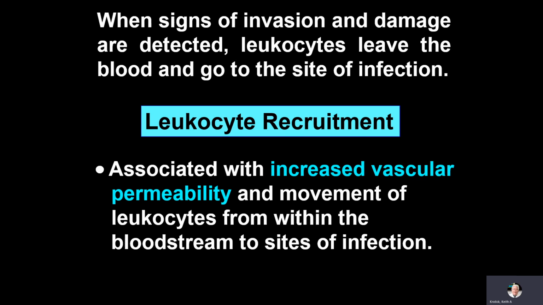Okay, associated with increased vascular permeability. Vascular permeability is just how easily fluids and cells can get out of the vasculature, out of the bloodstream. So what happens during inflammatory responses is that there is an increased amount of vascular permeability, which is what we want in order to get these leukocytes from the bloodstream to the site of an infection. It's got to get through the walls of these blood vessels.